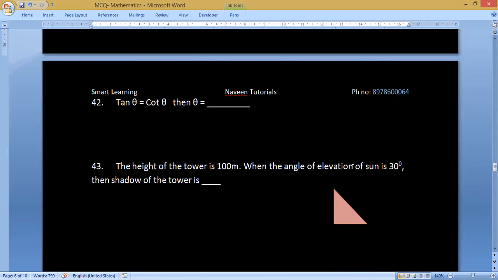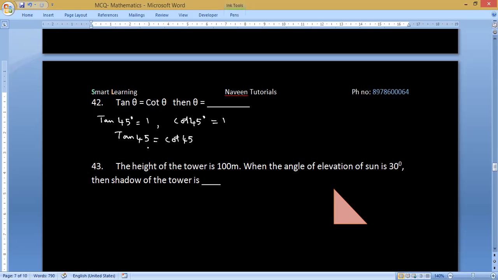So the next question is: tan theta is equal to cot theta, then theta is equal to dash. We know that tan 45 degrees is equal to 1 and cot 45 degrees is also 1. So if tan theta is equal to cot theta, it means tan 45 is equal to cot 45. It means theta is equal to 45 degrees.